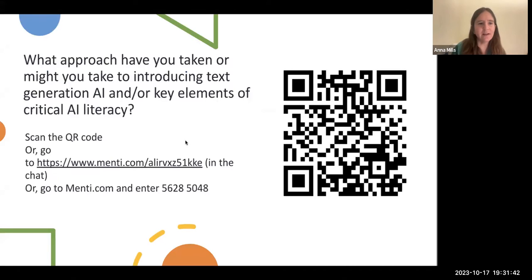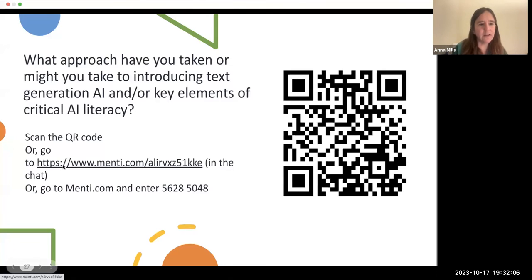So I thought I'd pause here and see what approach you would take to that initial framing of AI before you start to use it or do a whole lesson with it. What do you think of this idea of micro lessons, and what might you start with in your framing? So I have a little Mentimeter. You can scan the QR code, or you can go to this link, which I will put in the chat. Or you can go to menti.com and enter 56285048. And yes, we will definitely look up the Barbie Instagram posts.